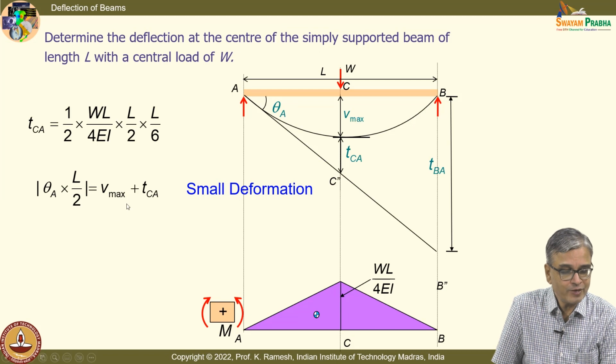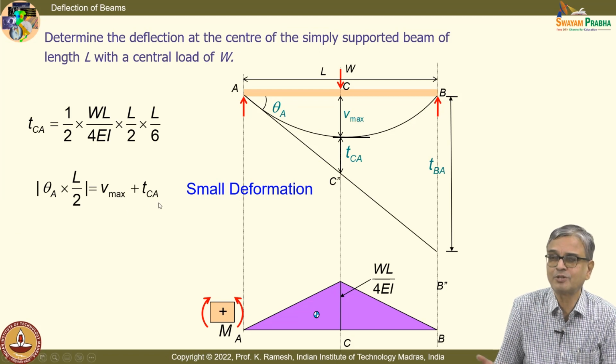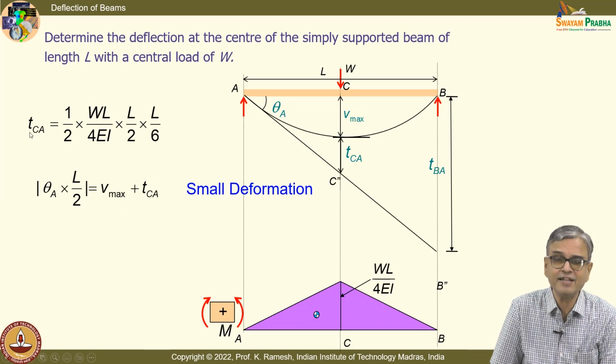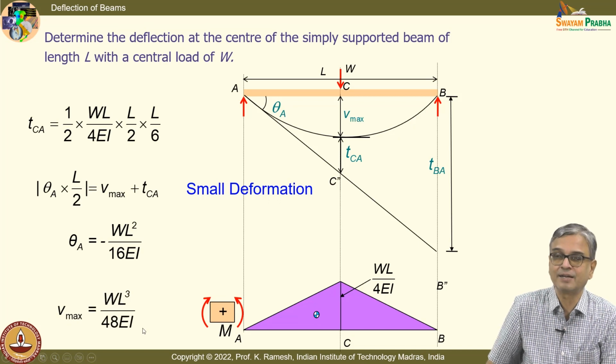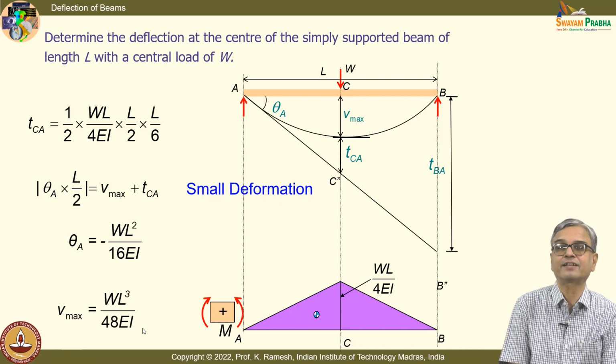So, I can find out Vmax plus TCA. Now, the problem is solved. I know what is TCA. I have to find out Vmax. So, when I substitute these quantities, that theta A is minus WL squared by 16 EI, I get Vmax as WL cube by 48 EI.